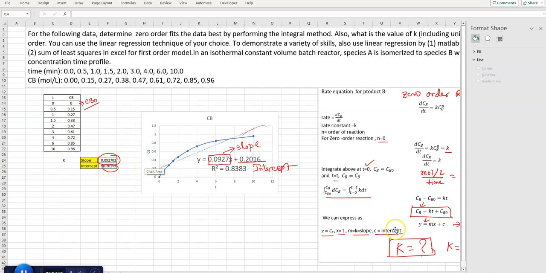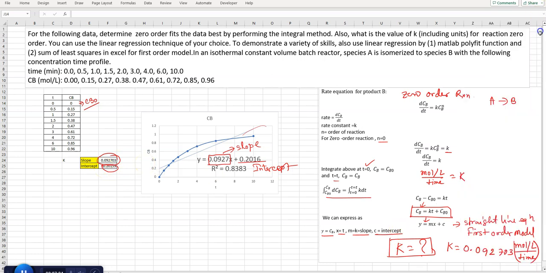So K is nothing but 0.092703. That's how we can solve this problem. So for zero order reaction kinetics, we can easily find the K value by Excel. Now MATLAB I will do. Please follow my next video.